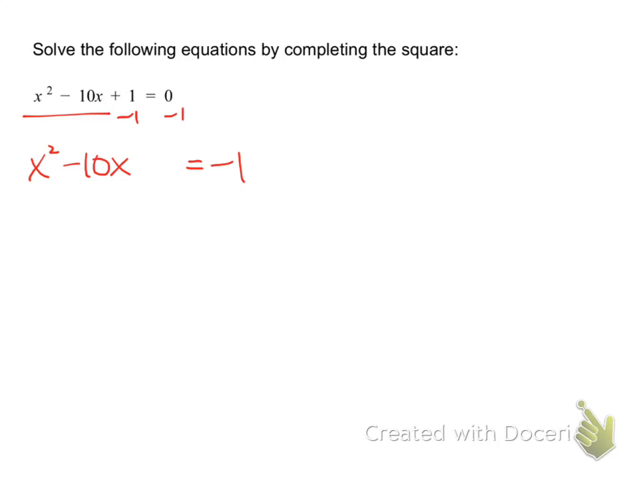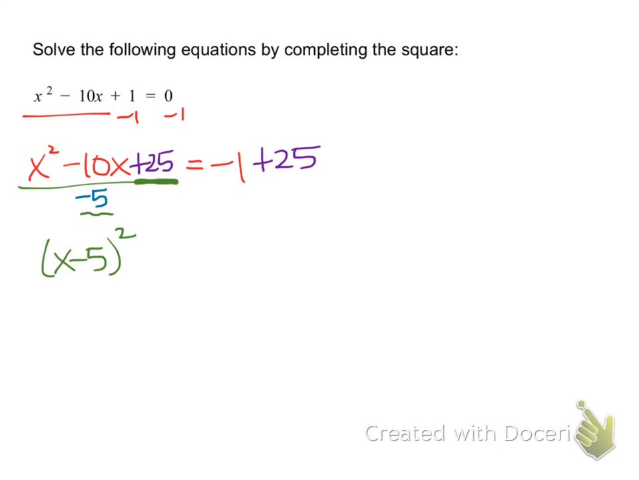So let's move the 1 to the other side. And let's keep this space here because we're going to have to complete the square, so we're going to have to put some value in there. And so again, half of negative 10 is negative 5. We square that and we get 25. But now remember, we're dealing with an equation now, so we have to keep our equation balanced. Since we added 25 to the left, we must add 25 to the right.